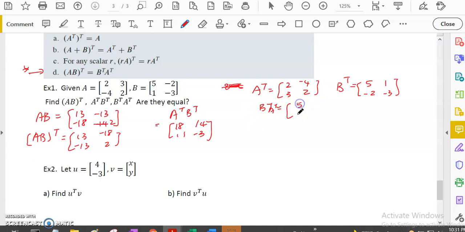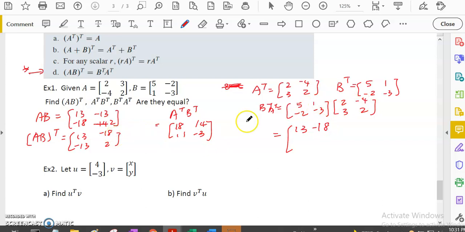So I'm going to copy it down, switch the position. Actually write B first, and then 2, 3, negative 4, 2. Okay, so multiply row and column. So it's 10 and 3, 13. Row and column, negative 20 plus 2, negative 18.